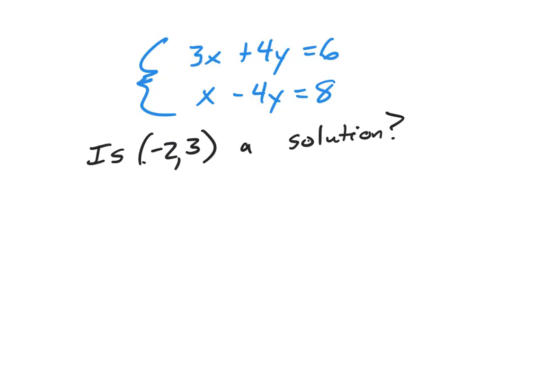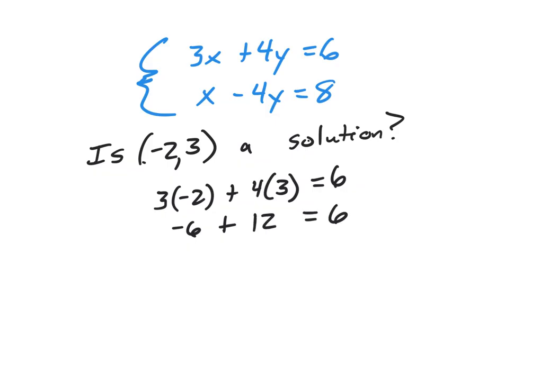Each system is a little bit different. Different numbers, different types. Sometimes you'll have some in slope-intercept form. Sometimes it'll be in standard form. All the different kinds. So here we're going to do 3 times -2 plus 4 times 3 equals 6. So this would become -6 plus 12. That equals 6, so we would say yes. The first equation, it works.